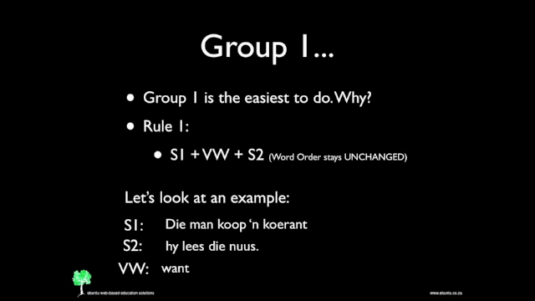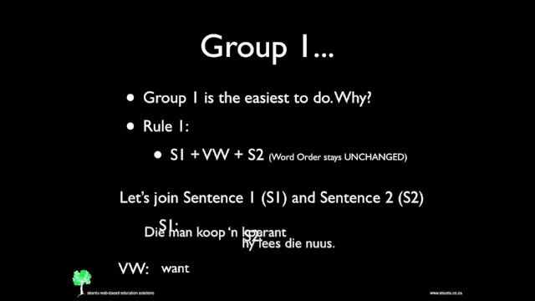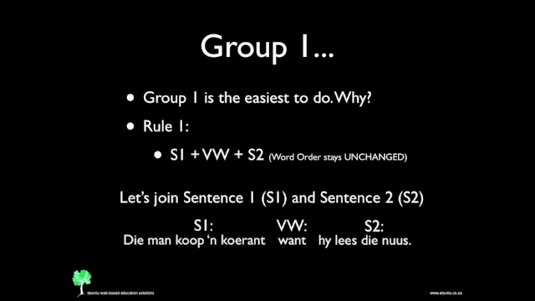So when you join the two sentences, what happens? Well, not much. You really just write down sentence 1, then the conjunction, then sentence 2. So if you match it up with the rule, S1 plus VW plus sentence 2, and it stays unchanged, the word order of sentence 2.